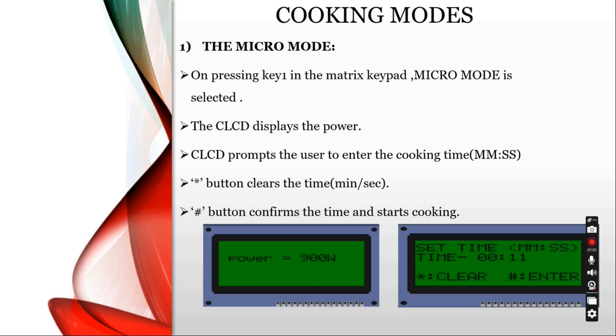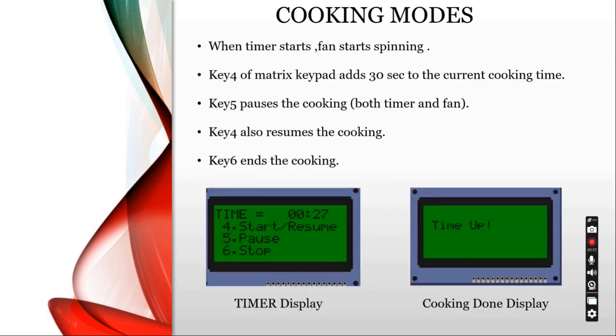The first mode, the micro mode. On pressing key 1 in the matrix keypad, the micro mode is selected. The CLCD displays the power. The CLCD prompts the user to enter the cooking time. The asterisk button clears the time. The hashtag button confirms the time and starts cooking.